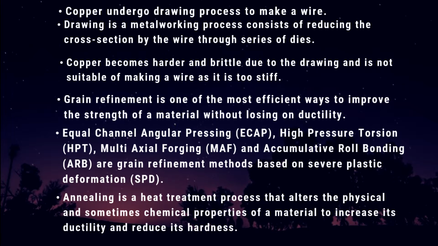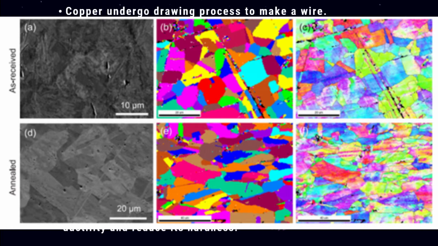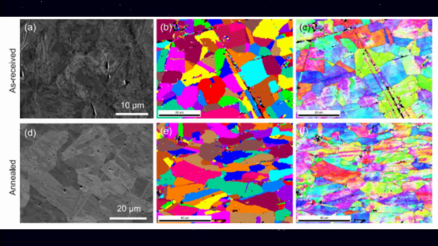Annealing is a heat treatment process that alters the physical and sometimes chemical properties of a material to increase its ductility and reduce its hardness. So, as we can see in the figure above, annealing affects the size of grain. Annealed copper has a lower grain size because the annealing treatment causes severe recrystallization, where new strain-free grains nucleate and grow to replace the former grains. This restores the ductility of cold-worked copper, so it can be cold worked further without breaking.